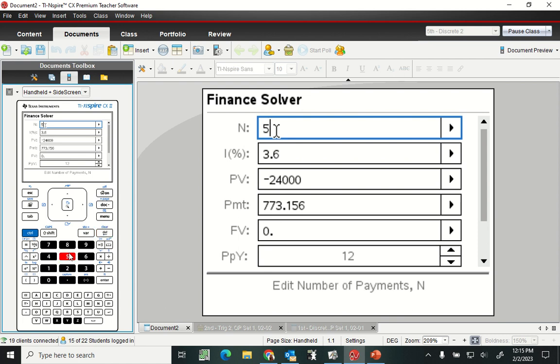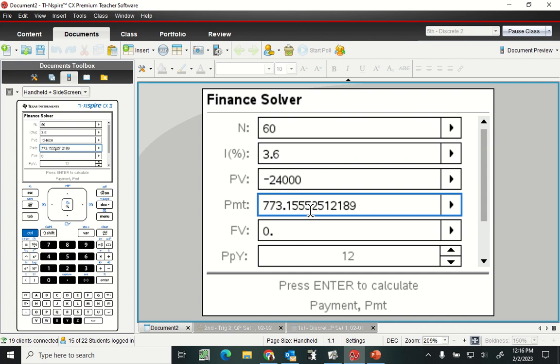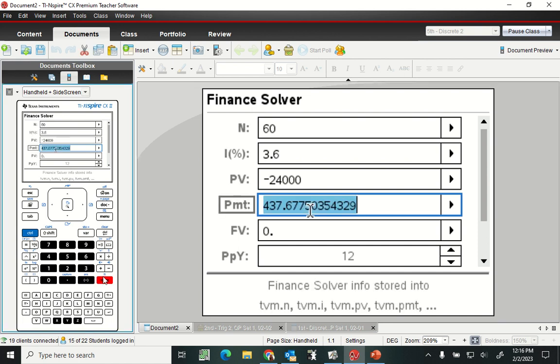I always like doing it like this so you guys can see. It's 5 years times 12, that's how we get the 60. There are 12 months in a year. Payments per year, future value 0, and I'm trying to calculate my monthly payment. So I click on that and hit enter, and I get 437.68.